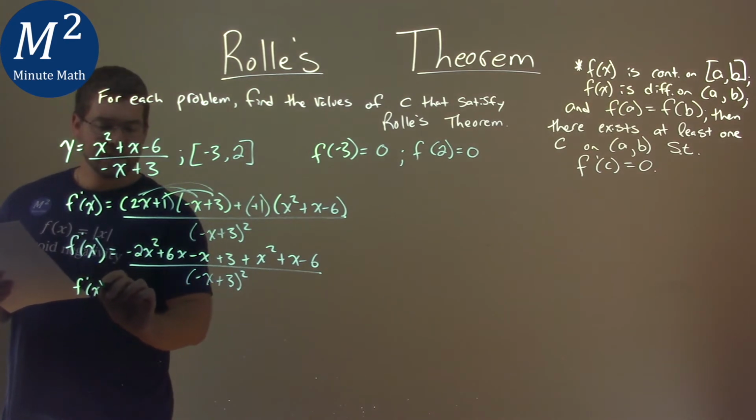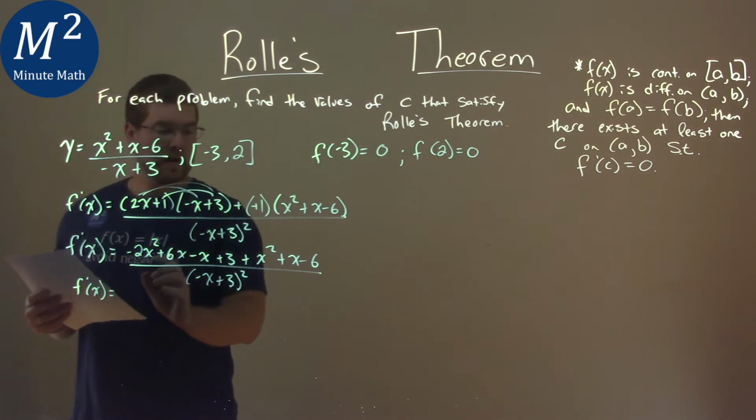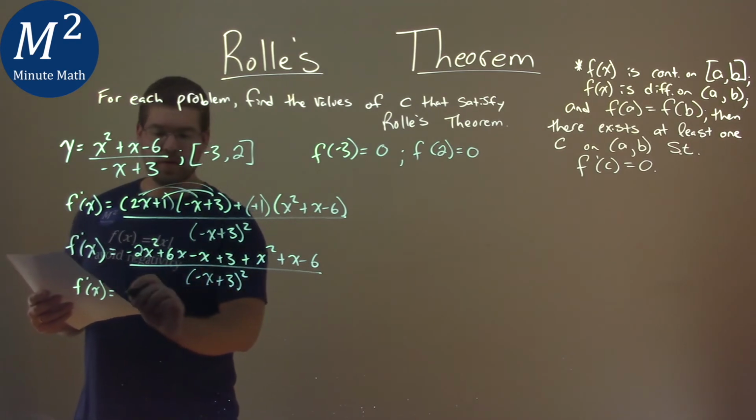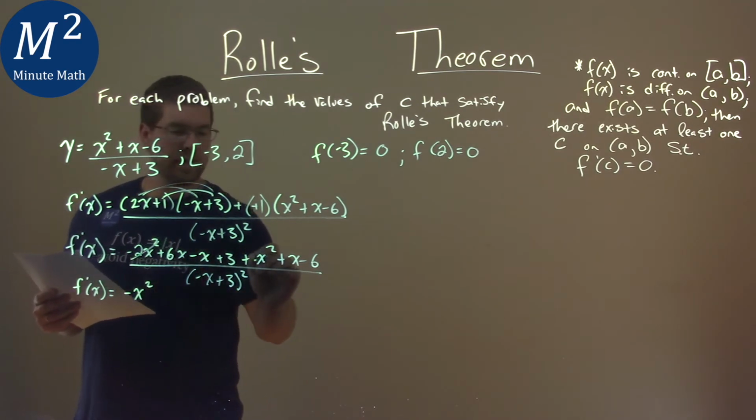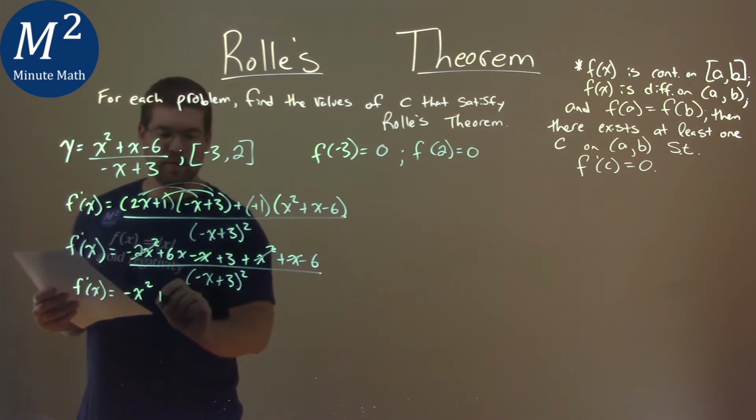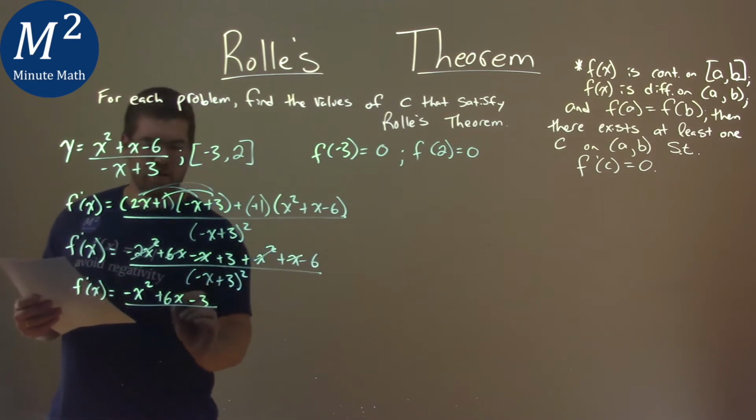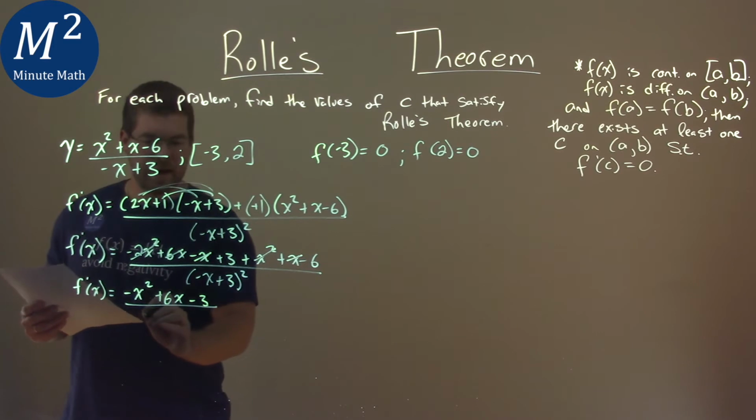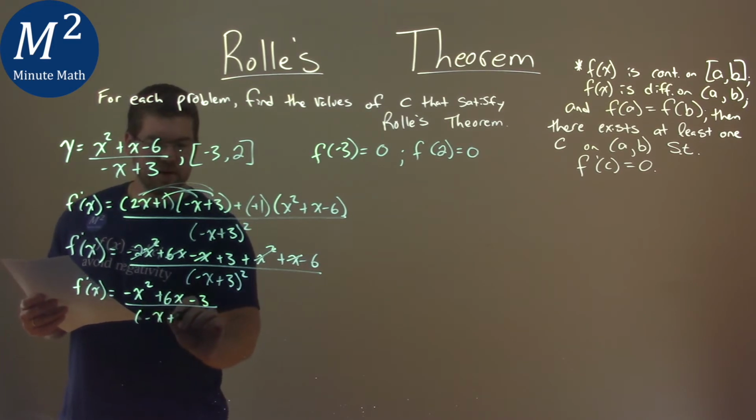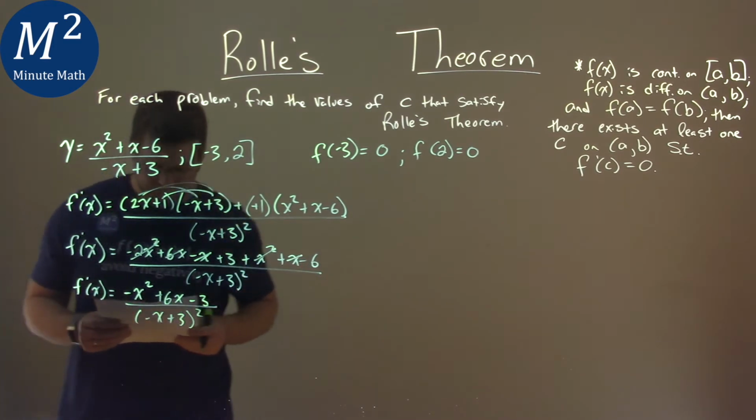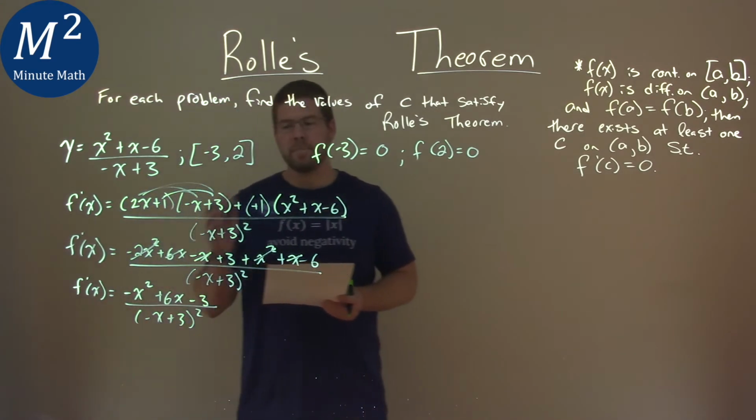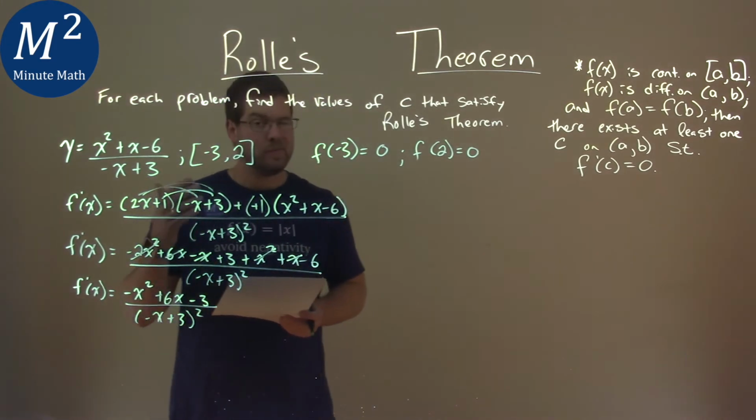F prime of x now is equal to, combine our like terms, negative 2x squared and x squared is a negative 1x squared. Got them. Negative x and positive x cancel, and so we just have a plus 6x here. Got that down. And 3 minus 6 is a negative 3. All that is over negative x plus 3 all squared. Now, this actually can't really simplify any more.